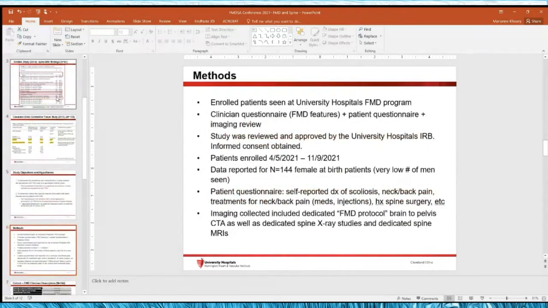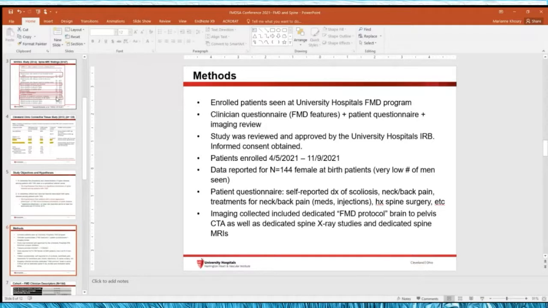So how we did the study, we enrolled patients seen at our university hospitals in Cleveland FMD program. We had enrollment from April to November of 2021, and our setup was basically threefold. First, we had a clinician questionnaire, which Dr. Gornick would fill out to determine the FMD features. We had a patient questionnaire that had self-reported data fields across a bunch of different spine symptoms and other everyday symptoms that patients are experiencing.